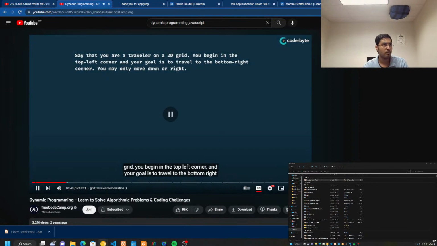A two-dimensional grid. You begin in the top left corner and your goal is to travel to the bottom right corner, moving down or right.